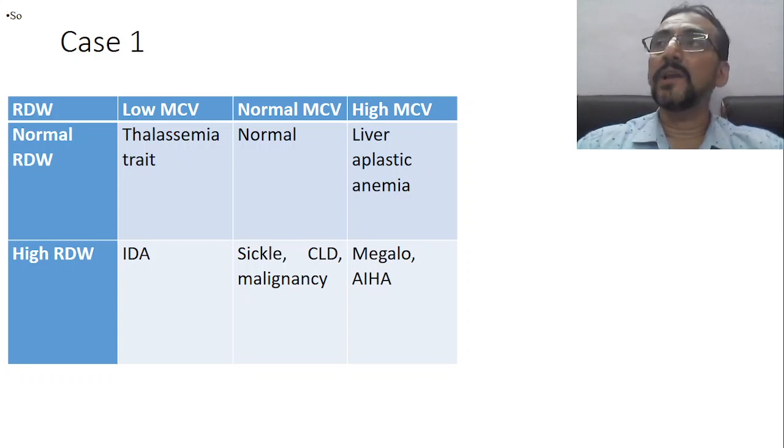सो थैलेसीमिया, टॉकिंग अबाउट थैलेसीमिया, थैलेसीमिया में क्या मिलेगा? वी हैव गॉट अ हाइपोक्रोमिक माइक्रोसाइटिक एनीमिया, थैलेसीमिया में मिलेगा, आयरन डिफिशिएंसी एनीमिया में मिलेगा. बट आयरन डिफिशिएंसी एनीमिया में लो एमसीवी विद हाई आरडीडब्ल्यू मिलेगा, बट थैलेसीमिया में हाई आरडीडब्ल्यू विद नॉर्मल एमसीवी मिलेगा. अगर मेगालोब्लास्टिक का बात करते हैं तो हाई आरडीडब्ल्यू विद हाई एमसीवी मिलेगा.